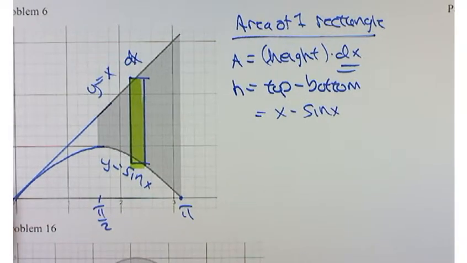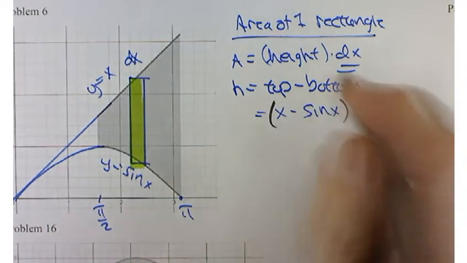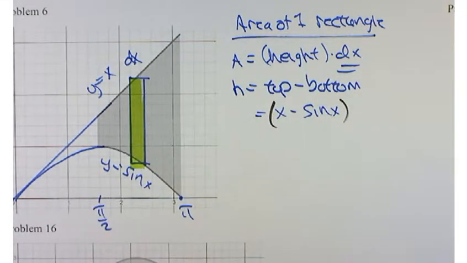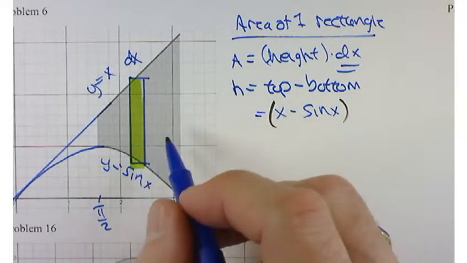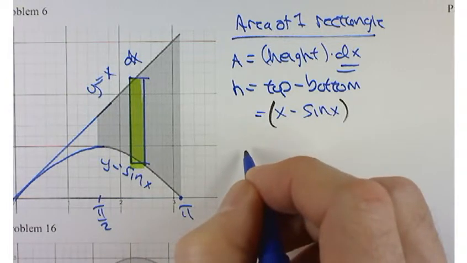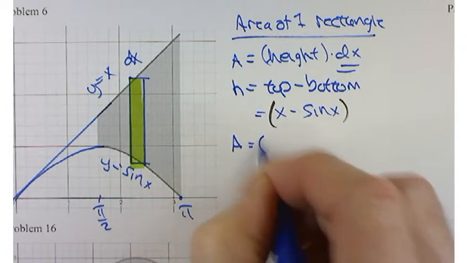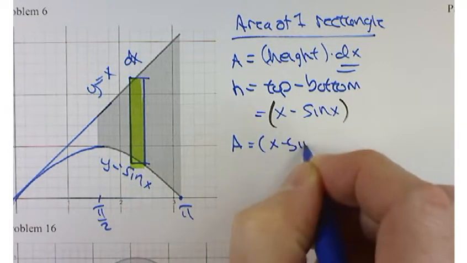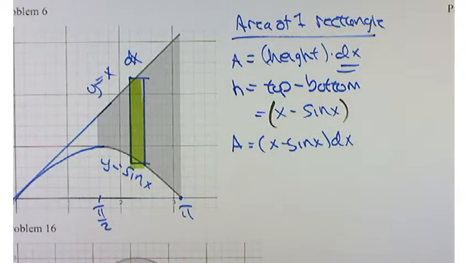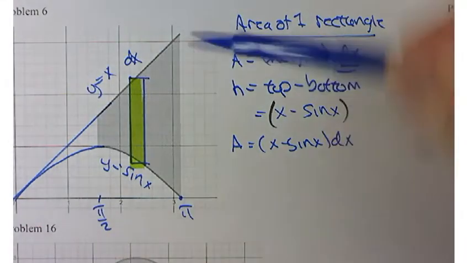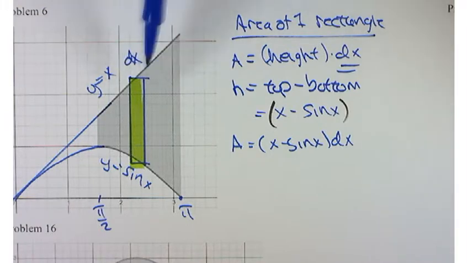Okay. Let's put that together with what I have up above and get our overall expression for the area of this one rectangle. So the area equals x minus sine of x times dx. And that's perfect. That's exactly what I wanted. I want the area of that one rectangle. So hopefully we're all in agreement here.